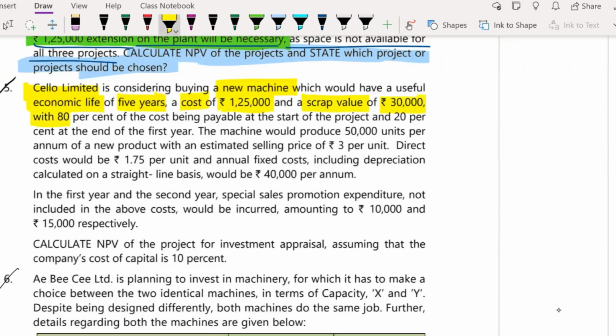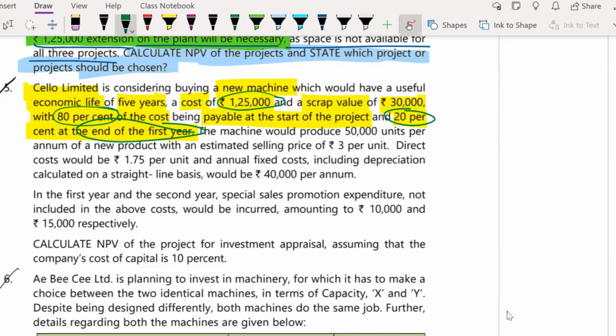Okay, with 80% of the cost being payable at the start of the project and 20% at the end of the first year. So here they are telling that of 1,25,000, at year 0 you will pay 80%. That means 1 lakh rupees you will pay at year 0. At year end 1 you will pay the remaining 20%, which is 25,000. So out of 1,25,000, 1 lakh will be paid at year 0 and 20% will be paid at first year end.